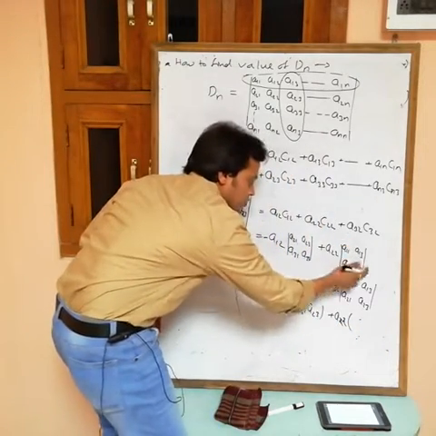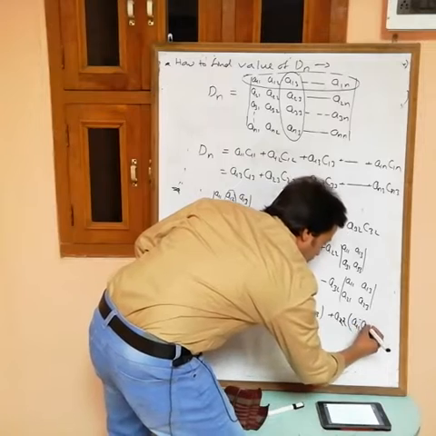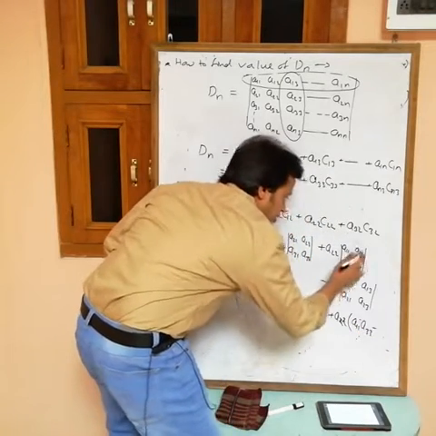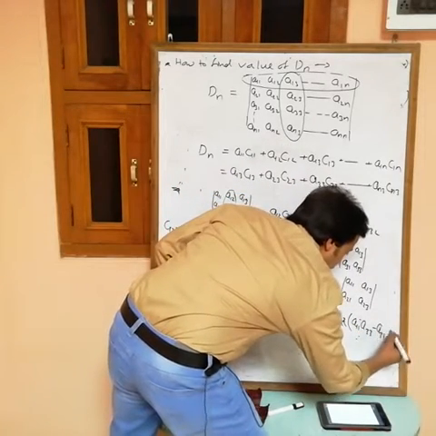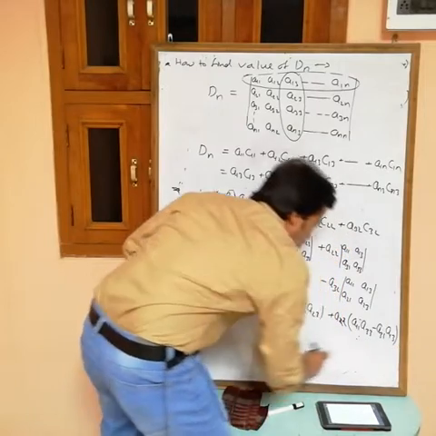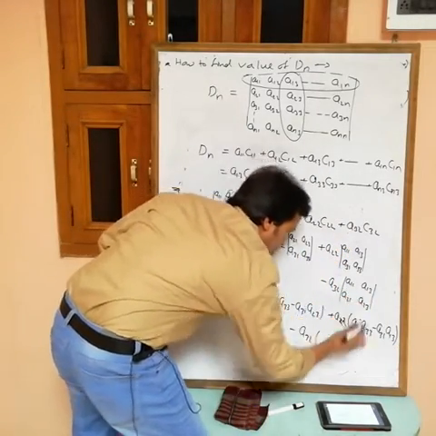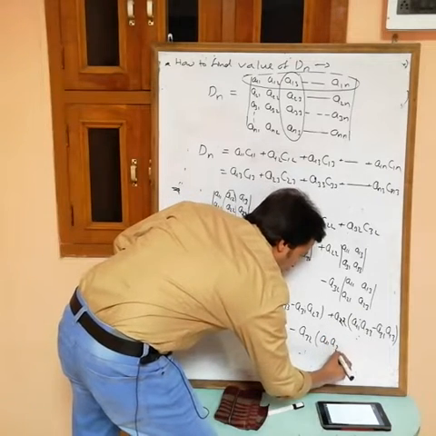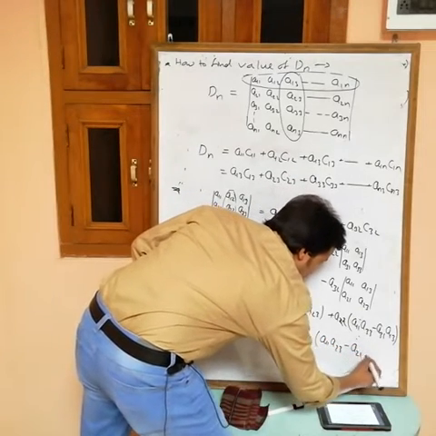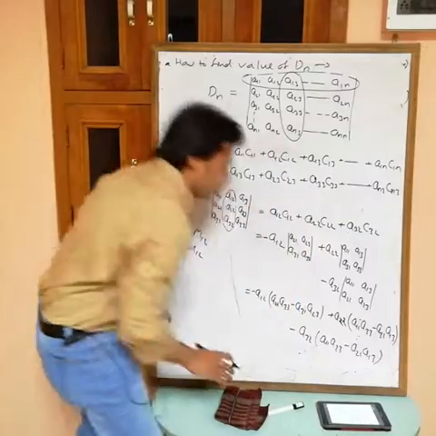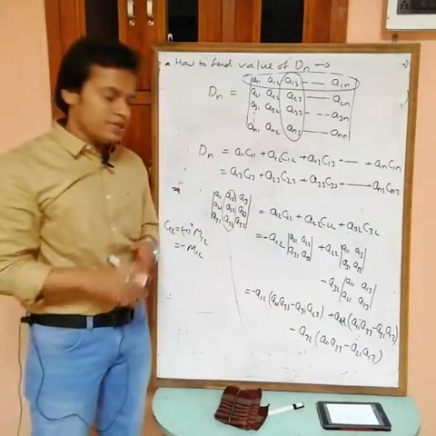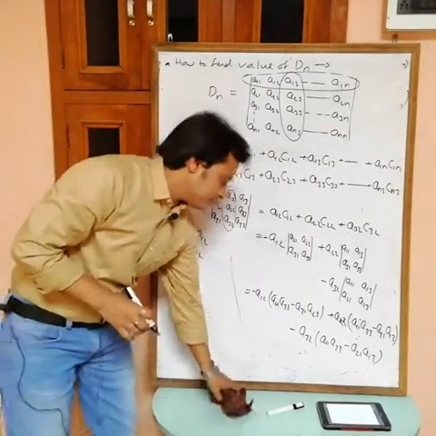Now value of this one into this one, A11 A33 minus A31 A13. Okay, now at the end value of this one minus A32, this one into this one, A11 A23 minus A21 A13. Okay, so this is the value of this determinant. Easily we can find now. Okay, write down.